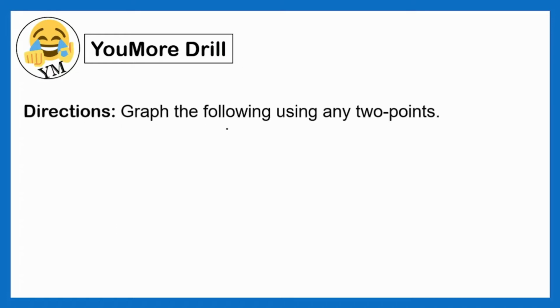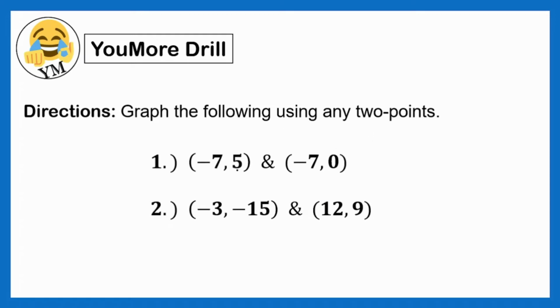So, directions, graph the following using any 2 points. Ito, negative 7, 5 and negative 7, 0. Then for number 2, we have negative 3, negative 15 and 12, 9. Right, so before I give you the time, make sure muna that you have the following na materials kasi you can't graph without the following.